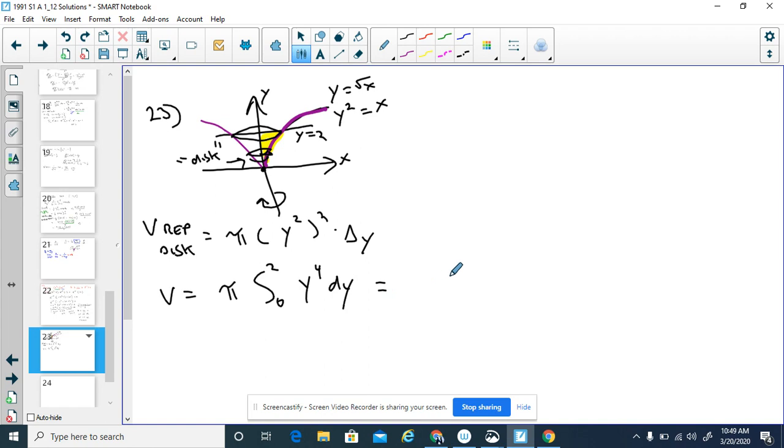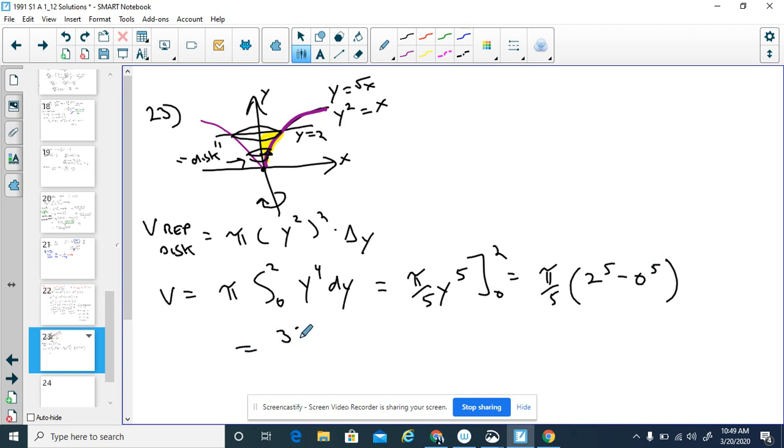And so now simple power rule here, you get pi times 1/5 y to the 5th, which I'm just going to go straight for it and write that. That's my antiderivative evaluated from 0 to 2. Pull out the pi over 5, 2 to the 5th minus 0 to the 5th. You end up getting 32 pi over 5. So that one actually cleaned up pretty easily. That's choice A.